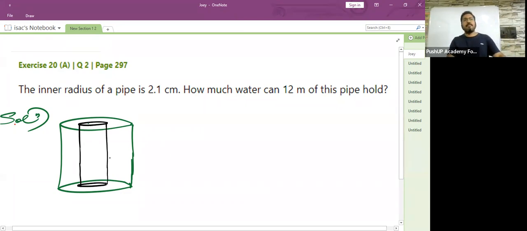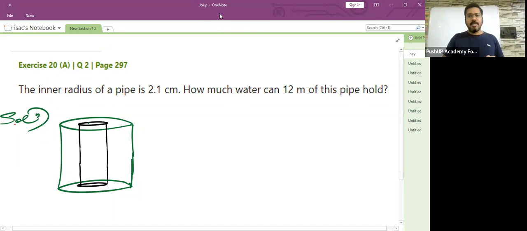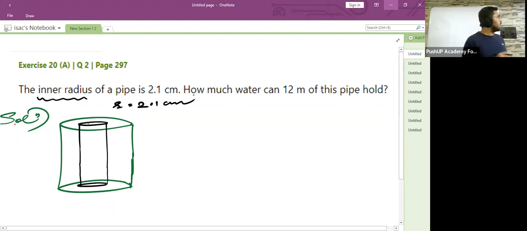The inner radius of a pipe is 2.1 centimeter. Yesterday, if you have listened to me very carefully, I used the words inner circle, outer circle, inner radius, outer radius. Am I right? You all know what it is. So they are talking about inner radius. Can't I say small letter r is equal to 2.1 centimeters? Yes, small letter r is 2.1 centimeter. Right, Sandra? How much water can 12 meter of this pipe hold?